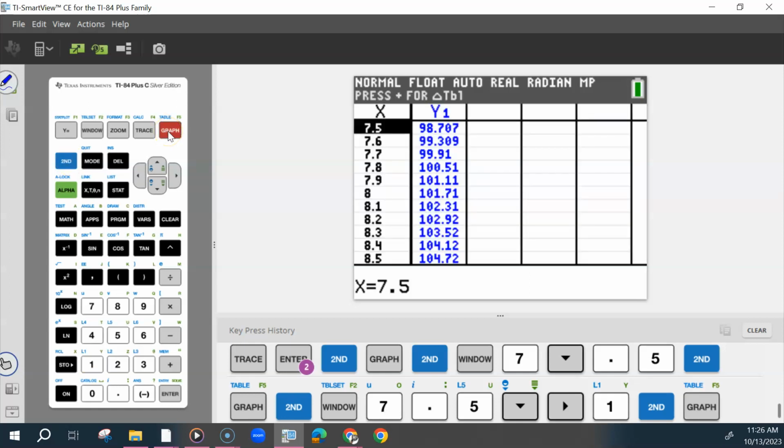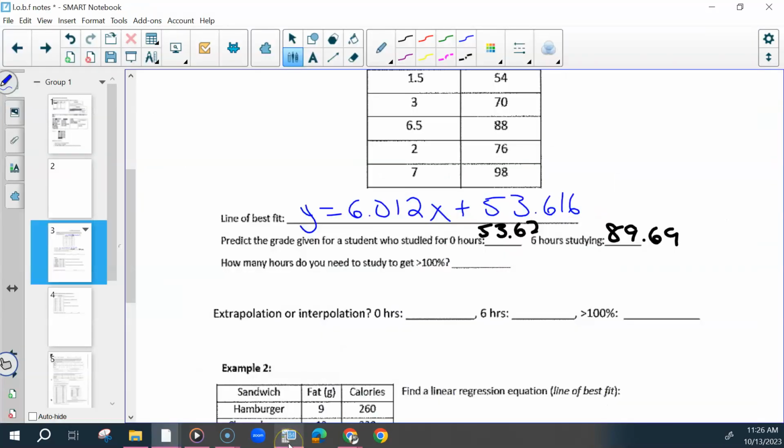Right. Now I can see a little bit more clearly that at 7.8 hours it would be over 100. And that would be the closest I could get to that. So I could say 7.8 hours. That would be my answer.